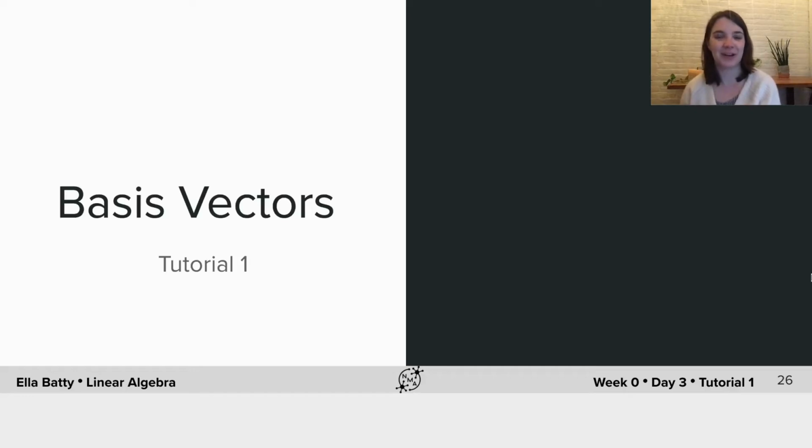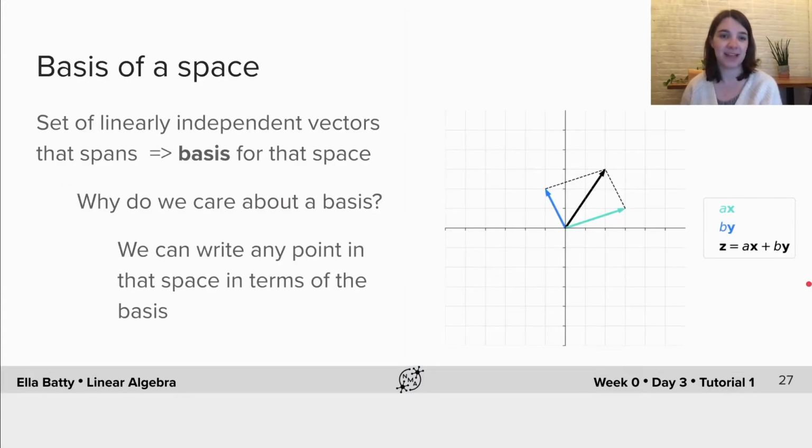Now that you've learned about the concepts of span and linear independence, we can learn about basis vectors. So the basis for a space is a set of linearly independent vectors that spans that space. So in the example we've been working with, we already know x and y are linearly independent and span all of 2D space, so they are a basis for 2D space. And that means that we can write any point of that space in terms of these two vectors.